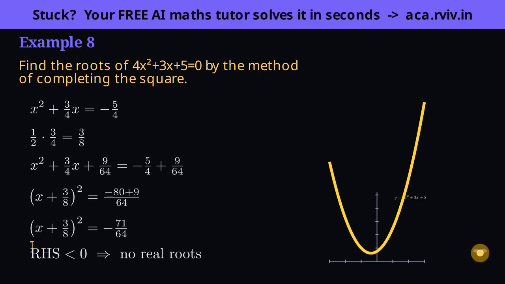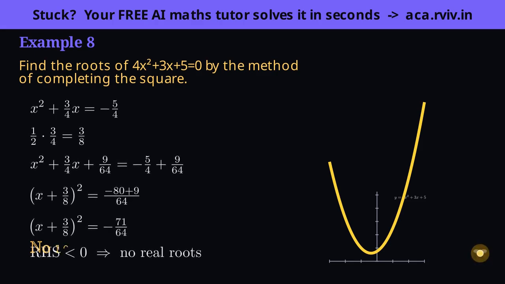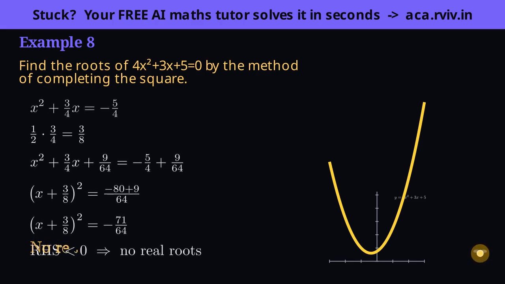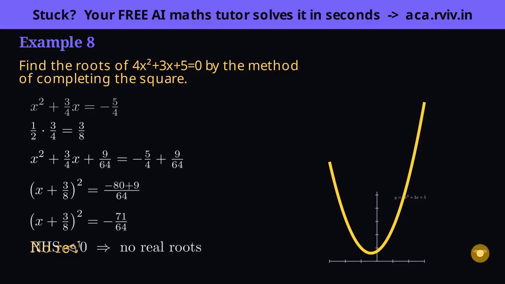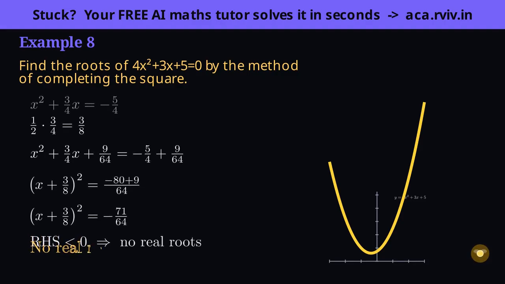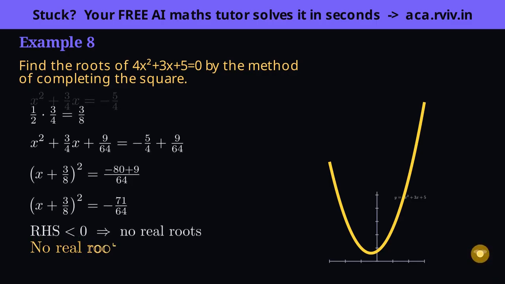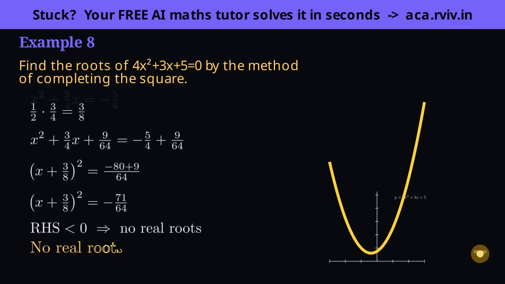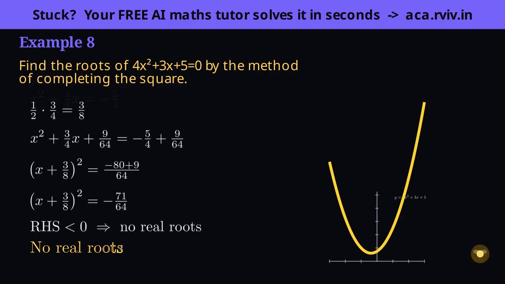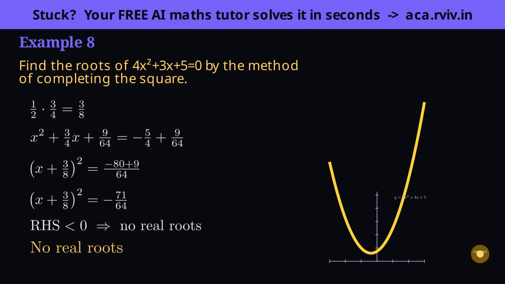This is the deep reason behind the discriminant. A negative on the right after completing the square is the same thing as a negative under the root in the formula. Both say you're being asked to square root a negative, which is impossible in the reals. That's precisely why b squared minus 4ac being negative means no real roots.